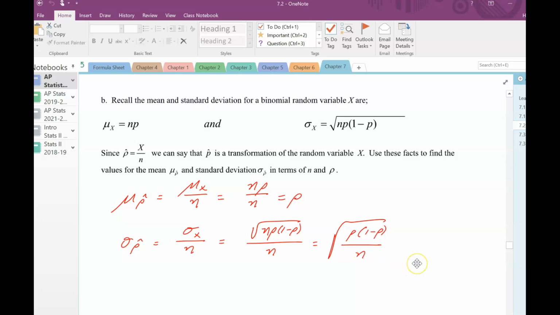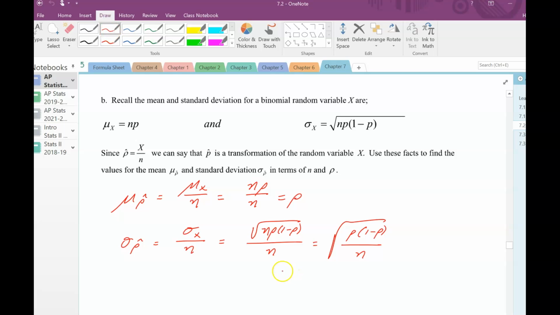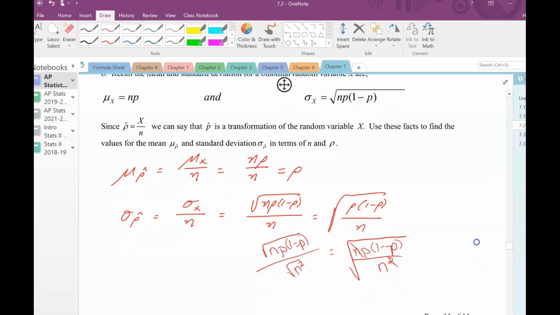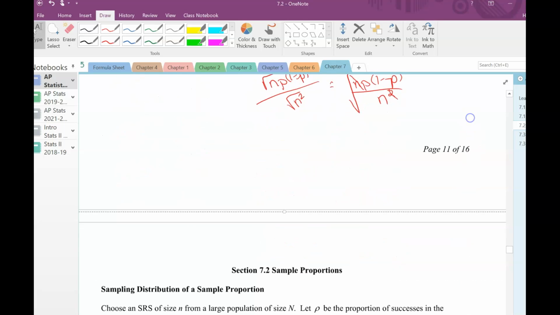And here on the screen, it might not be totally obvious to you how those two connect to each other. So I will draw something really fast that I think will help you. np times 1 minus p. n could be thought of as the same thing as a square root of n squared. So then this is the square root of np times 1 minus p over n squared, crossing off an n. So you might be thinking, am I going to have to work through that every single time? And the answer is no. These are formulas that you will just apply. They'll be on the formula sheet.